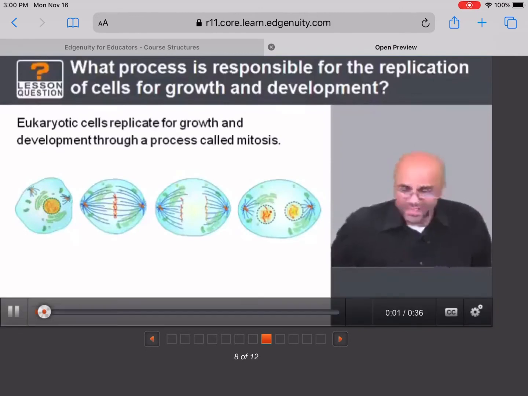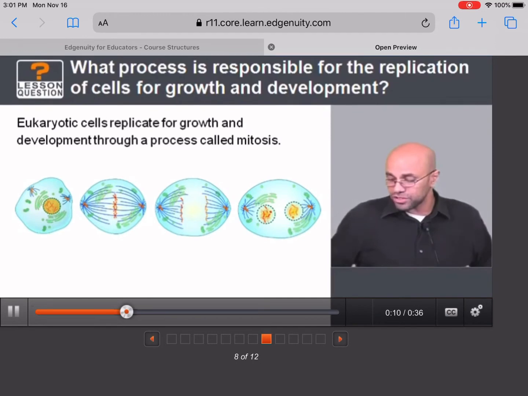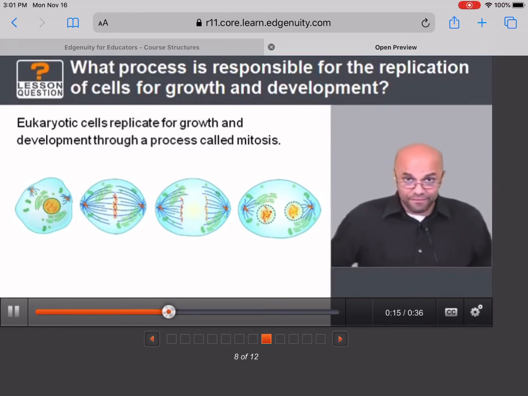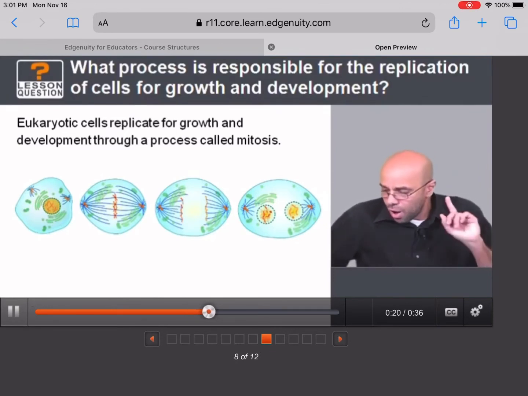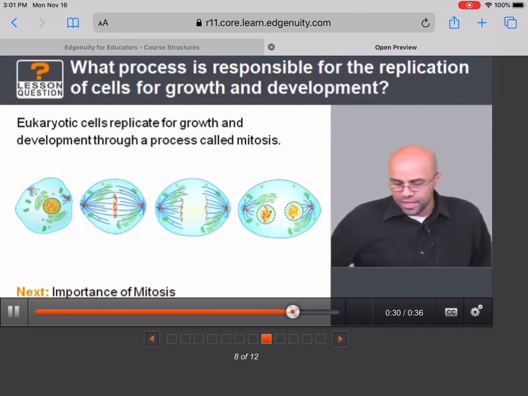What is the process responsible for the replication of cells for growth and development? Eukaryotic cells replicate for growth and development through a process called mitosis. You'll learn that the steps of mitosis are prophase, metaphase, anaphase, and telophase. Remember that abbreviation, PMAT. The end result of mitosis is two identical cells. But have you ever wondered why a cell needs to reproduce at all? Why does it need to divide? Next, we're going to look at the importance of mitosis to living organisms.